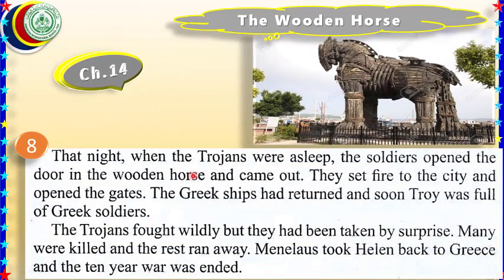That night, when the Trojans were asleep, the soldiers opened the door in the wooden horse and came out. They set fire in the city and opened the gates. The Greek ships had returned, and soon Troy was full of Greek soldiers. The Trojans fought wildly, but they had been taken by surprise. Many were killed, and the rest ran away. Menelaus took Helen back to Greece, and the 10-year war was ended.